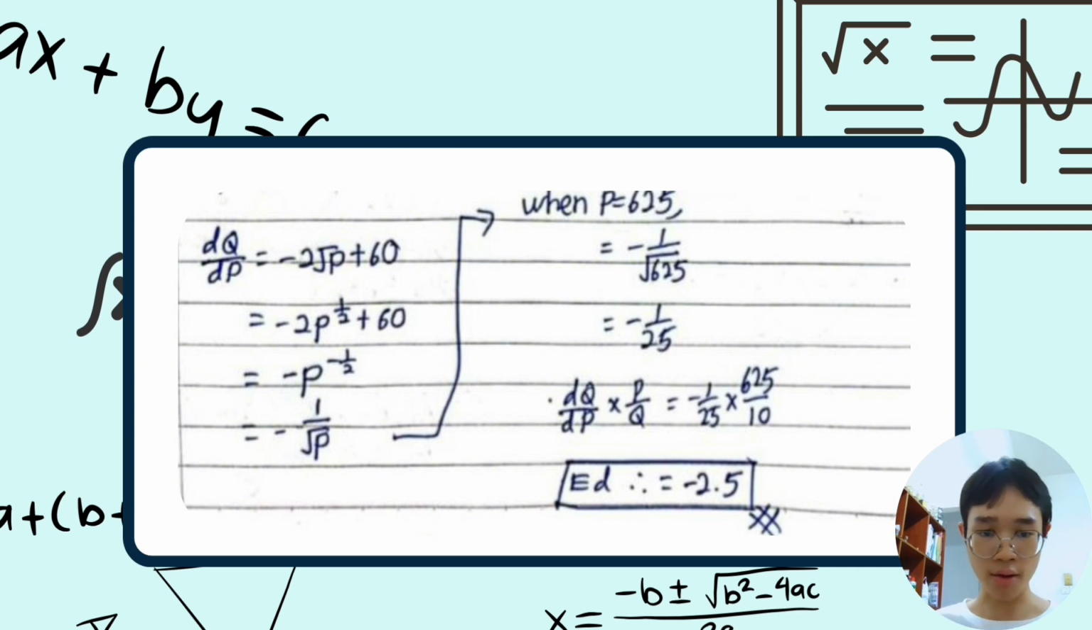The negative we can ignore, because demand always has a negative relationship, so the value of ED is negative, and then we only look at the 2.5. So we can notice that the ED is -2.5, and the 2.5 is greater than 1, so we can conclude that the good is a luxury good.